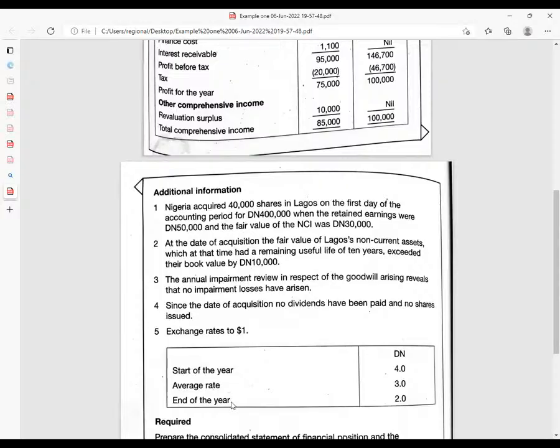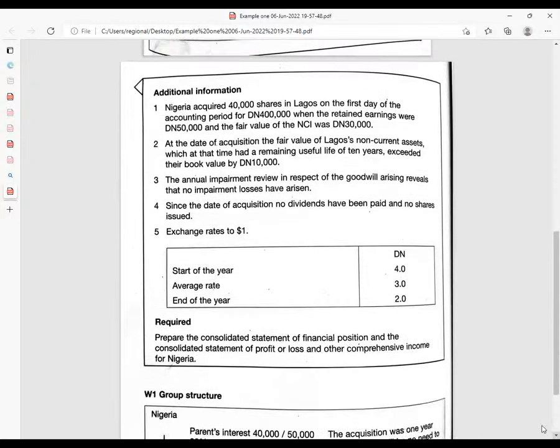So they want us to prepare a consolidated statement of financial position and a consolidated statement of profit or loss and other comprehensive income for who? For Nigeria. So we start as usual with the group structure. So Nigeria acquired how many shares? 40,000 shares in Lagos. So Nigeria acquired 40,000 shares.